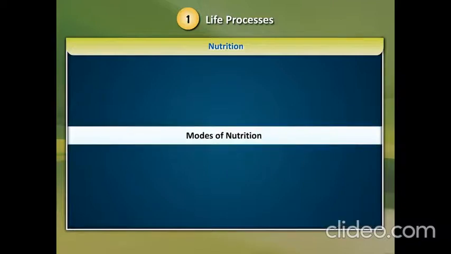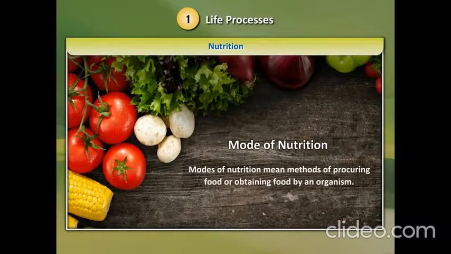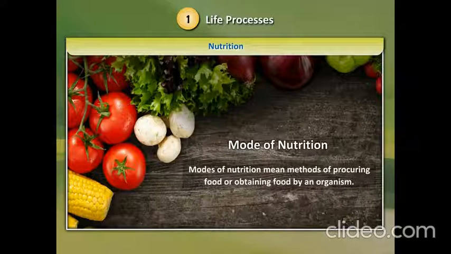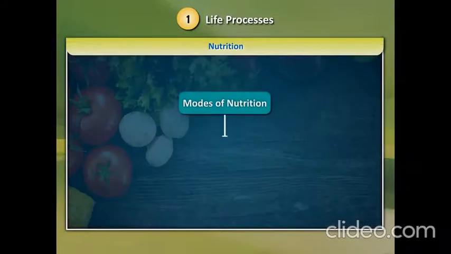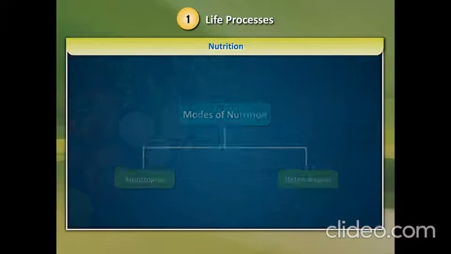Modes of nutrition. Let's now learn about the mode of nutrition. Modes of nutrition mean methods of procuring food or obtaining food by an organism. There are mainly two modes of nutrition, autotrophic and heterotrophic. We will now discuss the autotrophic mode of nutrition and the heterotrophic mode of nutrition in detail, one by one.